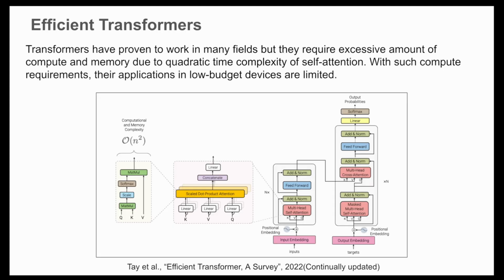Let's now look at efficient transformers. Transformers have proven to work in many fields, but they require an excessive amount of compute and memory due to the quadratic time complexity introduced by self-attention. Self-attention has quadratic time complexity because each token has to attend to all other tokens. With such compute requirements, the applications on edge devices are very, very limited.